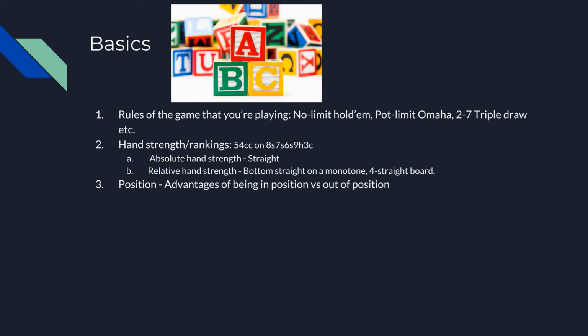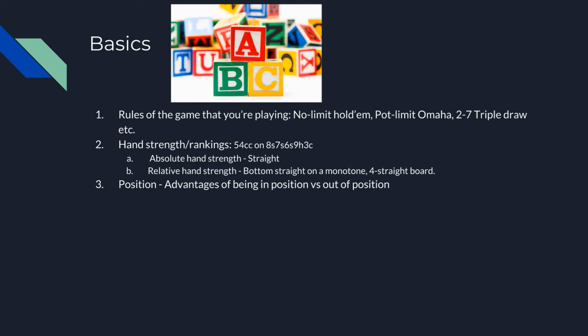So basics. The rules of the game that you're playing are obviously the most important. You could be playing No Limit Hold'em, Pot Limit Omaha, or you could play another mixed type of game like Deuce to 7 Triple Draw. The main things in all games, I'd say, are the effect of hand strength and rankings, and understanding how hands are ranked in that manner.